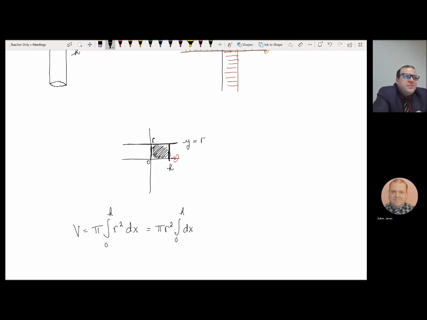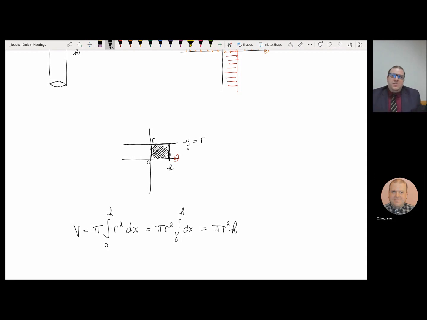Right? That r squared is a constant, so it just factors out. This integral from 0 to h dx is just the length of the interval 0 to h. That length is h. Get a volume of pi r squared h, which again is the formula you have from geometry. So the disk method formula appears to be valid.